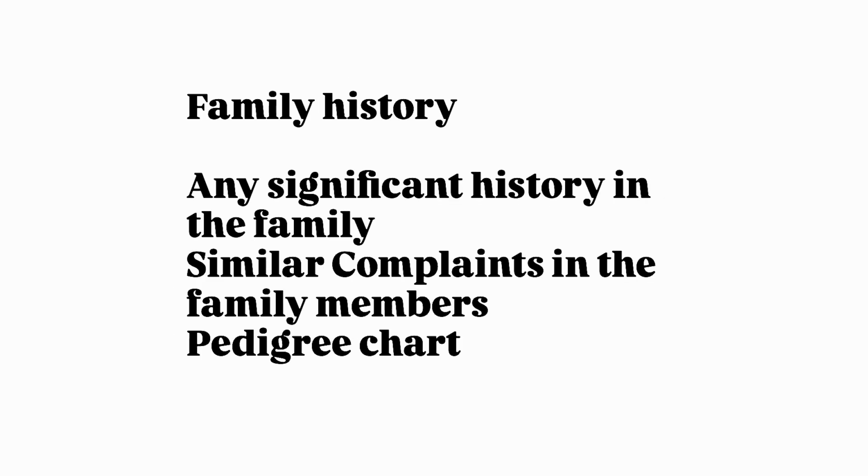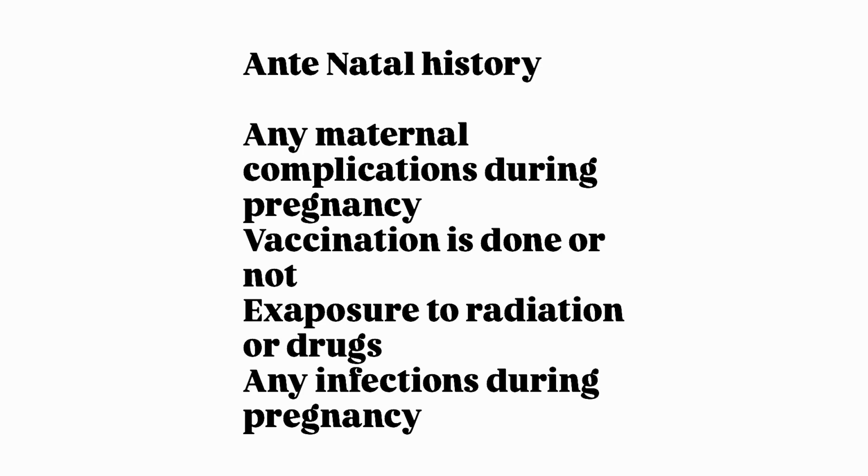Next, family history. We should see if any significant history is present in the family, any similar complaints in the family members. We should draw a pedigree chart, and note whether any congenital anomalies or developmental delays are present in the family members. After this comes the antenatal history.